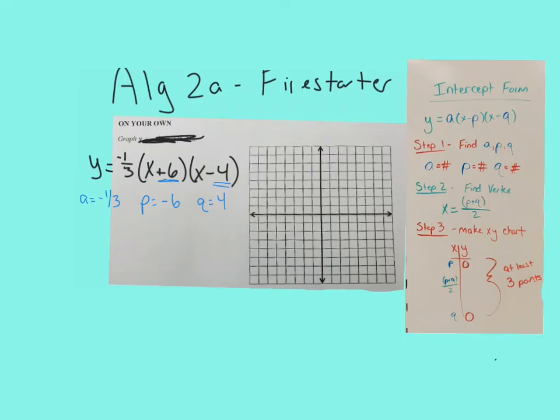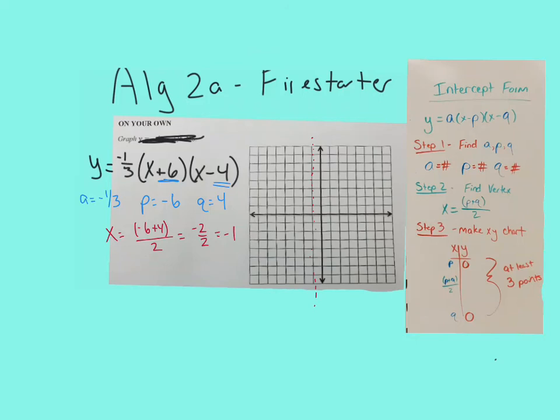Step 2, use the vertex formula for intercept form. Don't use the vertex formula for standard form. So I'm going to say -6 plus 4 all over 2. Make sure it's in parentheses if you're going to do it in your calculator. -6 plus 4 is -2 all over 2, which is -1. So that's the middle of my XY chart. So I should have a dotted line at the middle of my XY chart.